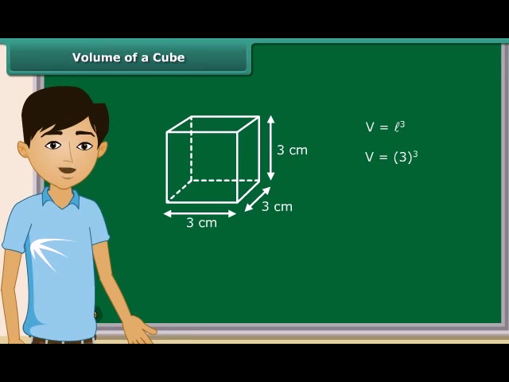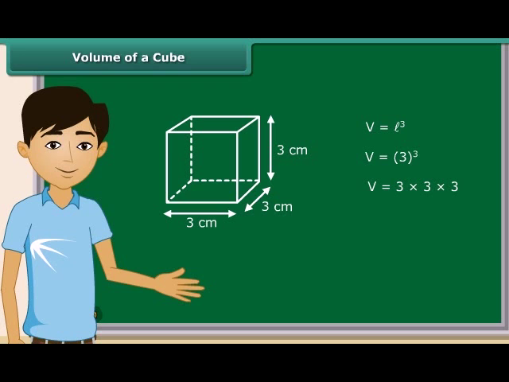Next, 3 to the power of 3 is equal to 3 multiply by 3 multiply by 3. This gives 27. Let's write it here. Since the unit for the length is in centimeter, the unit for the volume will be cubic centimeter. Hence, the volume of this cube is 27 cubic centimeters. So, children, now you can also work on similar problems in this way.